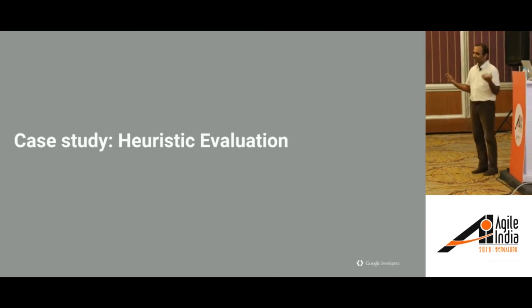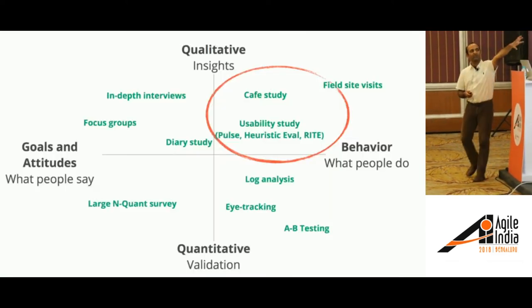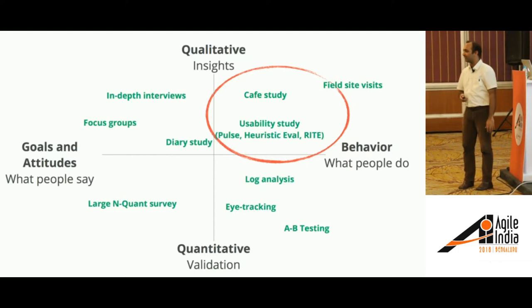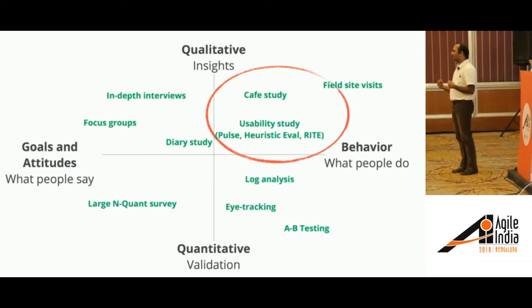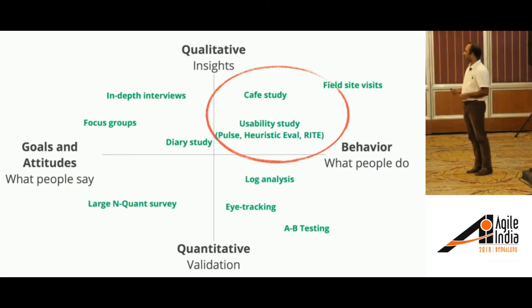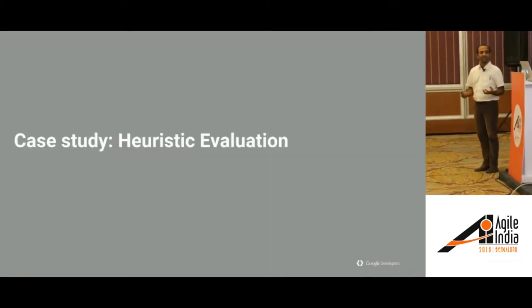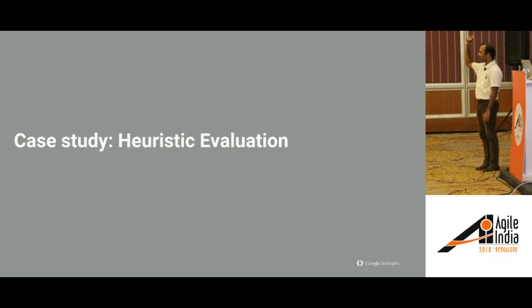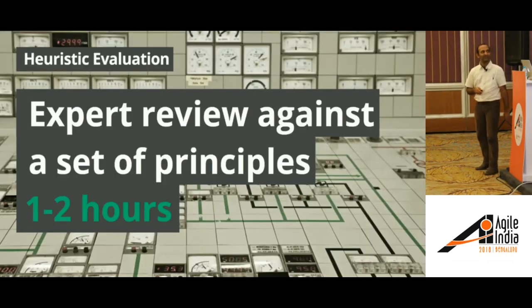So let's take some of those methods that I talked about, correct? We'll be focusing mostly on the top right-hand side tangent there, and see how it helps you do validation in a really easy and shorter period of time. So the first is heuristic evaluation. I'm sure all of you are aware of it, correct? I'll not spend much time.